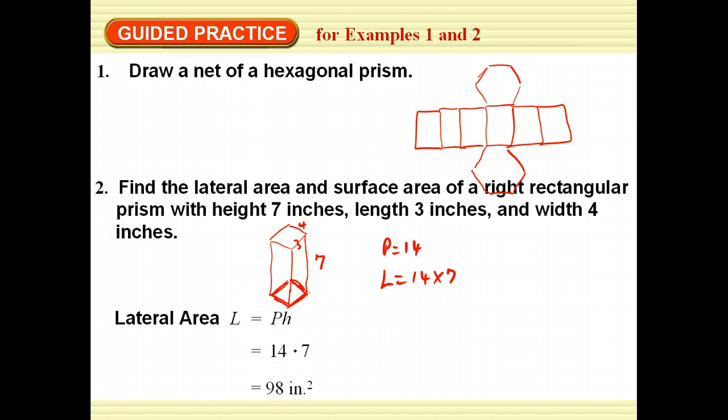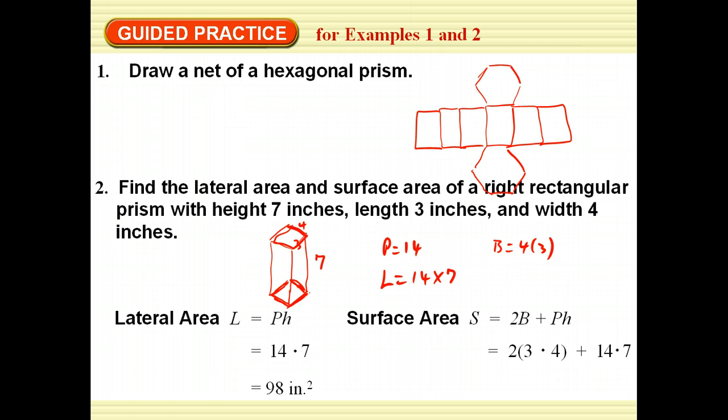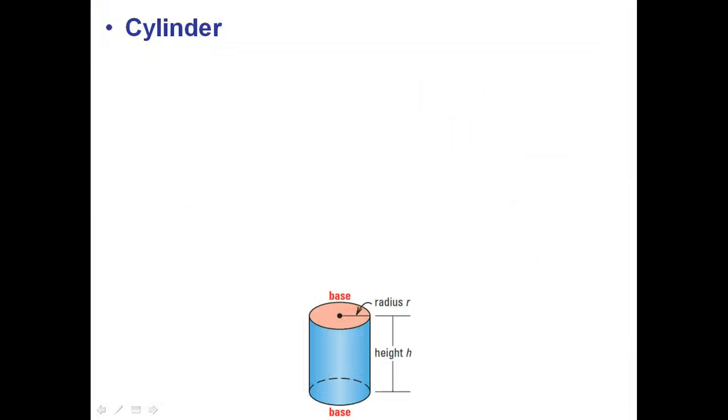And then my surface area is twice the base. So now what's my base? The base is this right here. So the base is 4 times 3, which is simply 12. I need 2 of those, and then I need the lateral area, which we found earlier, so it comes out to be about 122 square inches.